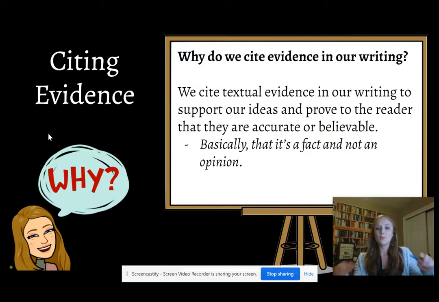So, just as a brief reason why we cite textual evidence, we cite textual evidence in our writing to support our ideas and prove to the reader that they are accurate or believable. So basically, without textual evidence to support your ideas, they come across to the readers as just your opinion. And we want our ideas to come across to the reader as a fact. So that's why we provide textual evidence in our writing.